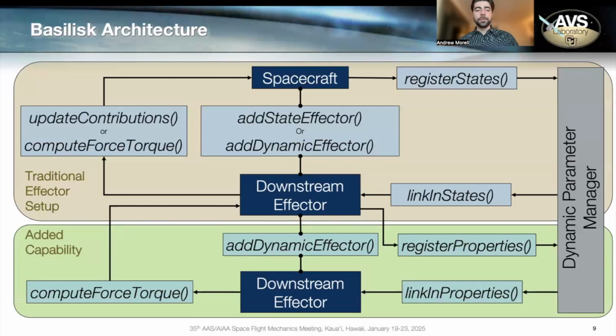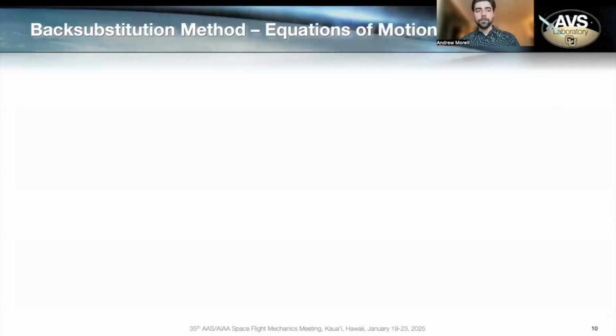effector already attached to the spacecraft, some intermediate body, can call add dynamic effector to add dynamic effectors to itself. It registers its properties with the dynamic parameter manager. That way, now this branched effector can know where its parent body is and how it's moving by linking in those properties if it would like. And then we can also have that downstream effector call compute force torque to contribute its forces and torques to its now parent effector instead of the spacecraft being the parent.